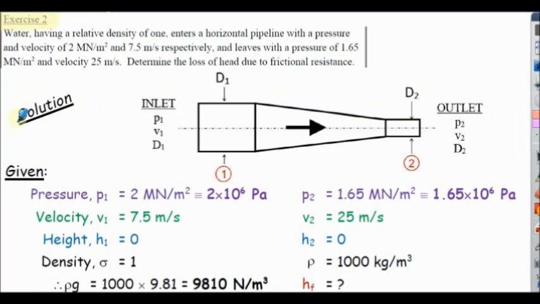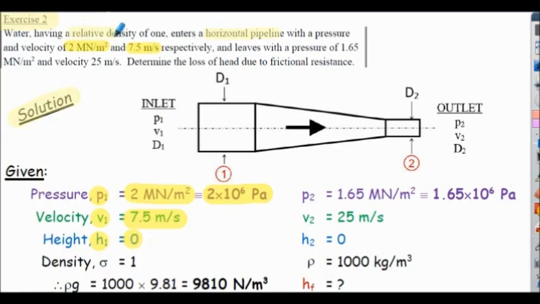Exercise 2, commencement of the solution. It states in the question this is a horizontal pipe, so what's shown in my sketch here, so obviously there'll be no height differential between the inlet and the outlet. To extract the information from the question, inlet pressure is 2 meganewtons per meter squared, that's 2 times 10 to the 6 pascals. Inlet velocity, V1, 7.5 meters per second. As I said, the height differential is 0 here, so H1 will be 0.